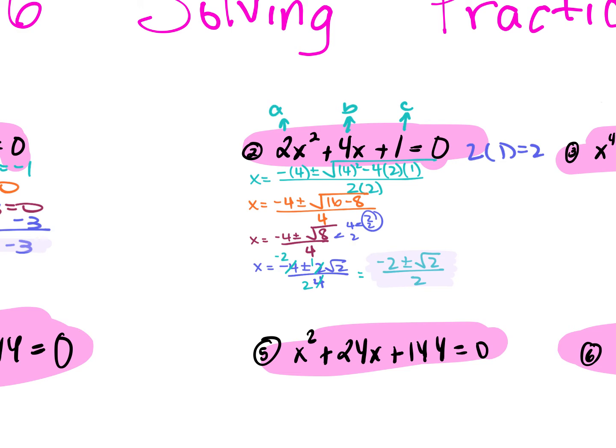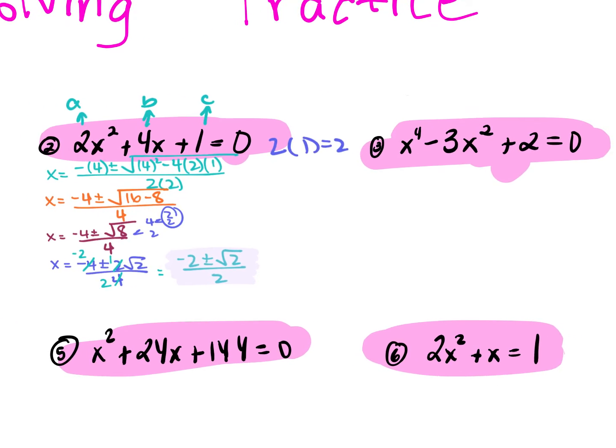For number 3, we have x to the 4th power minus 3x squared plus 2 is equal to 0. Can you factor this one? Yes. Even though there's an x to the 4th power? I don't know that you can.